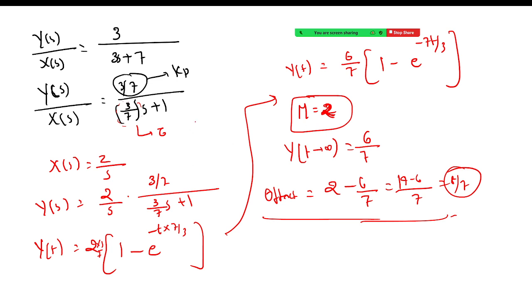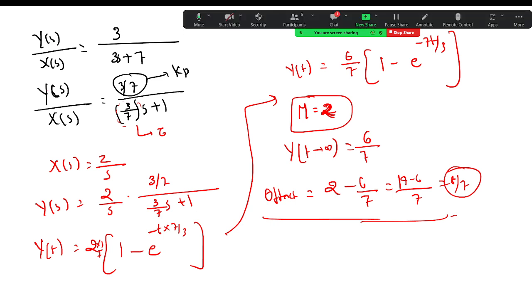Anyone has any doubt regarding this? How we can calculate the offset? Archana, any doubt? Are you getting it? Because every year GATE will ask this kind of question. That's why this kind of question becomes very important, right?